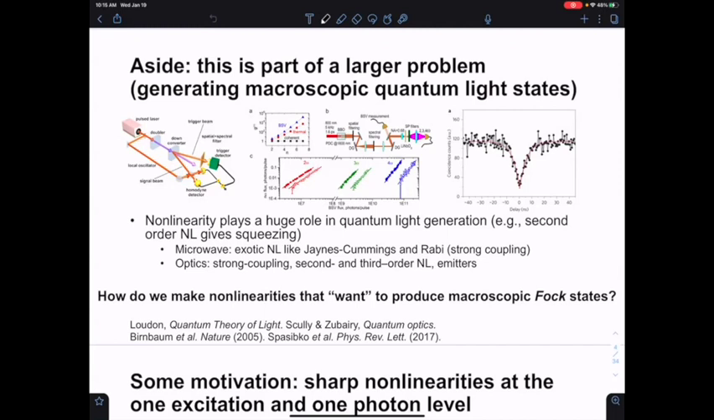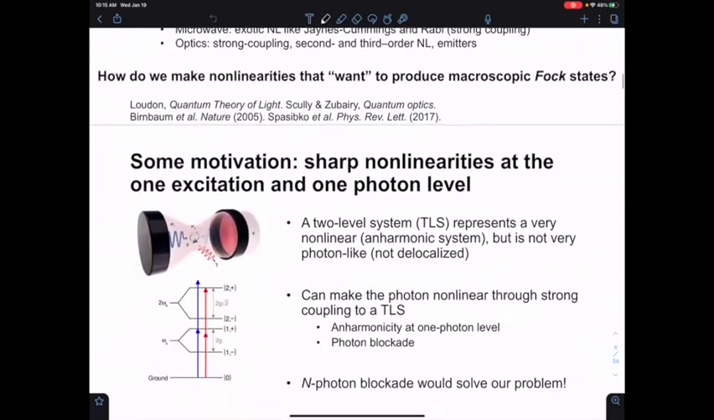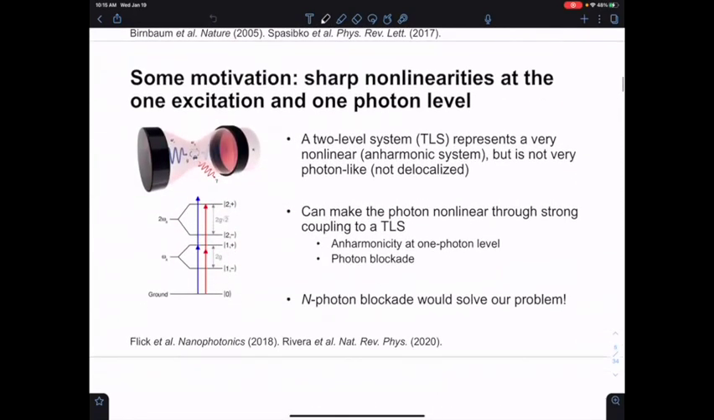That's still a question that needs to be answered, and that's what the results I want to show you address. Just to foreshadow a little bit, let's think about what we would want from a nonlinearity that produces exactly n photons, or in other words, an n photon Fock state. And to do that, let me start with an analogy, which is the phenomenon of photon blockade in quantum optics.